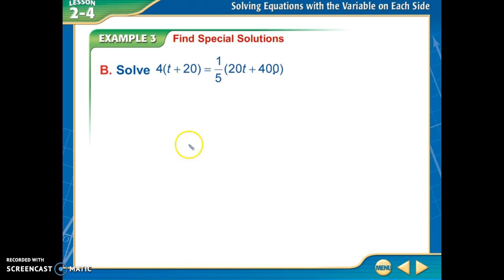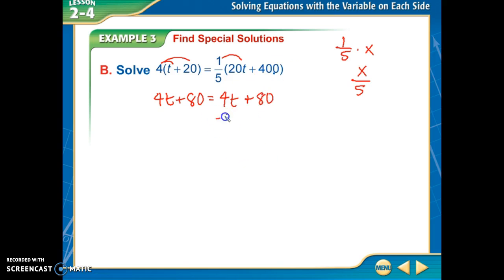Here's another one with parentheses, so I've got to distribute. 4 times t is 4t. 4 times 20 is 80. And over here, multiplying by 1/5 is the same as dividing by 5. So 1/5 times x is the same as x divided by 5. So 20 divided by 5 is 4t. And then 400 divided by 5 is 80.